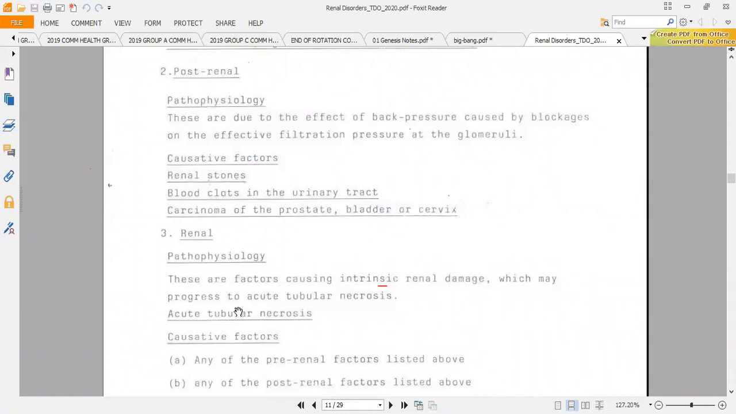Okay, and then the tubular interstitial ones, okay? Usually those ones are infections and then drugs, okay? I'm sure you guys saw that these drugs, the aminoglycosides, are nephrotoxic, okay? So they cause damage to the tubules, okay? And then we call this damage acute tubular necrosis. So we have a condition called acute tubular necrosis, okay? Good.